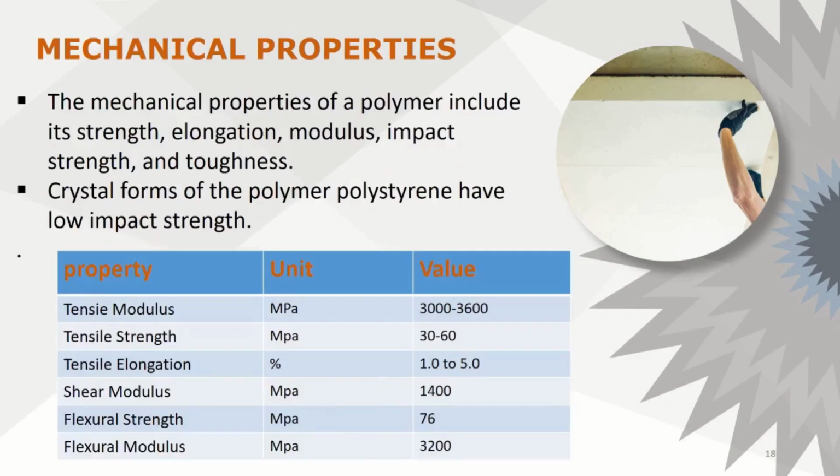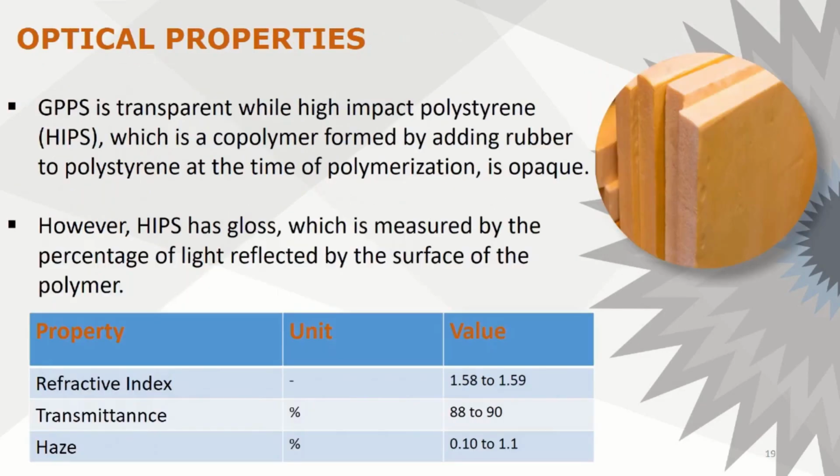Okay, now I am going to talk about mechanical properties. The mechanical properties of a polymer include its strength, elongation, modulus, impact strength, and toughness. Crystal form of the polymer polystyrene has low impact strength. You can see this table has a lot of mechanical properties: tensile modulus, tensile strength, tensile elongation, shear modulus, flexure strength, and flexure modulus.